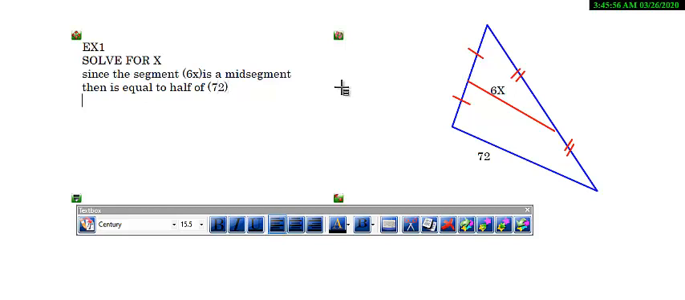So I'm going to establish an equation: 72 divided by 2, or half of it, is equal to 6x. Or the same meaning, 72 is going to be equal to 2 times 6x, and you close the parentheses. Then you're going to solve for x.